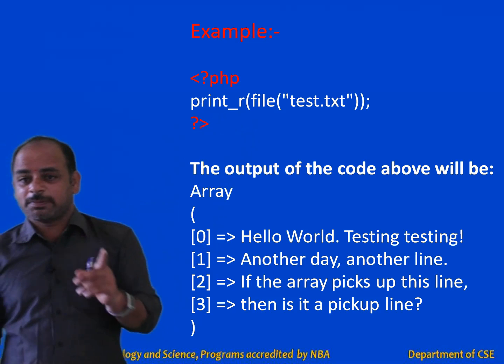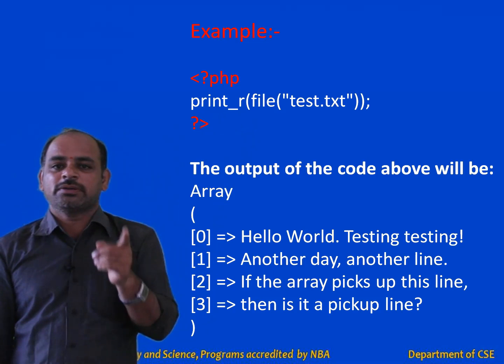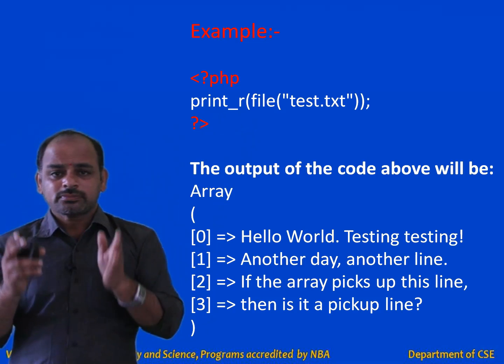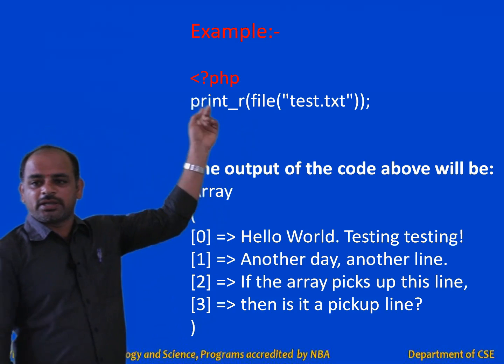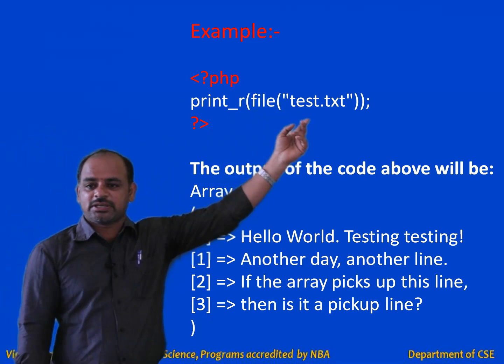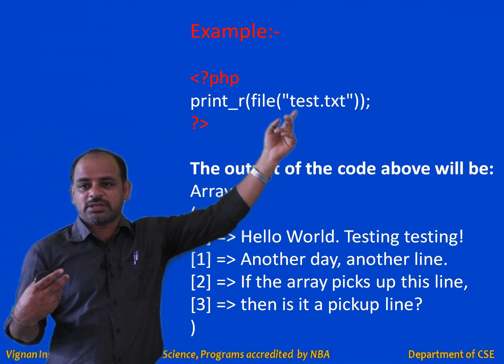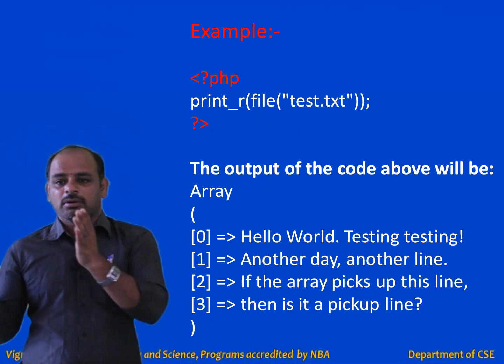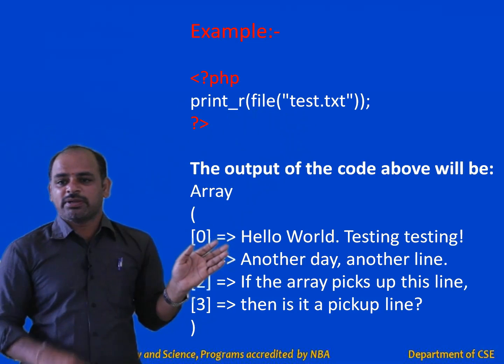I already explained it once when we discussed arrays in PHP: the print_r method we use to display arrays, right? So here we are using an array. file test.txt reads the content from test.txt and creates an array. All the content of test.txt will be stored into an array here, right?